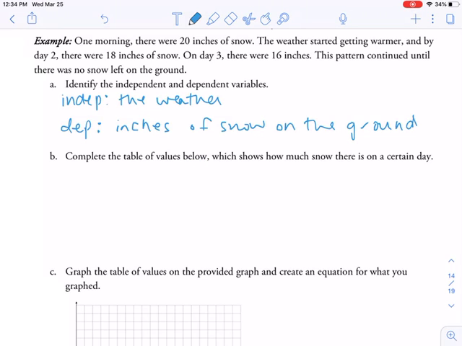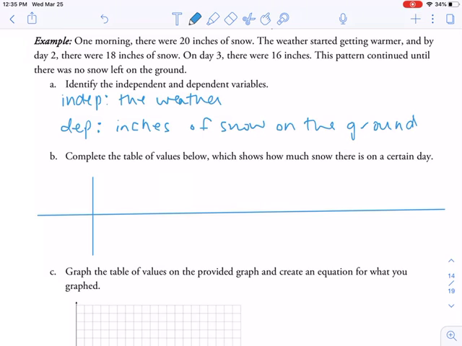All right, so we're going to complete a table of values, and I wrote below, but I forgot to put the graph in, so my bad, or the table, sorry. So let's make that together, okay? So we are going to start with the weather, or the day, right? So the number of days that have passed.